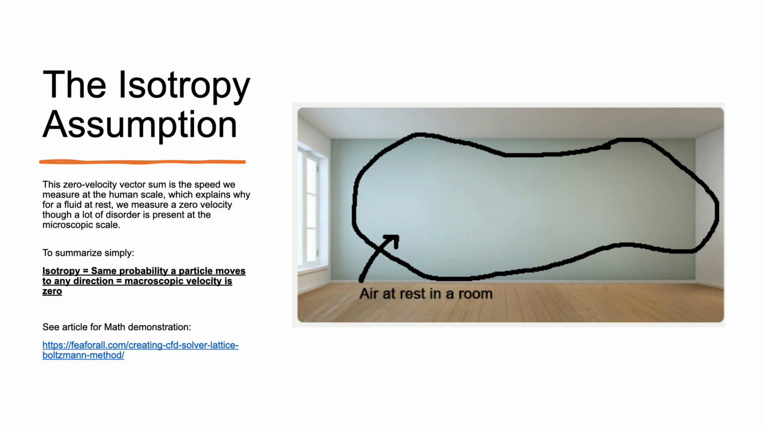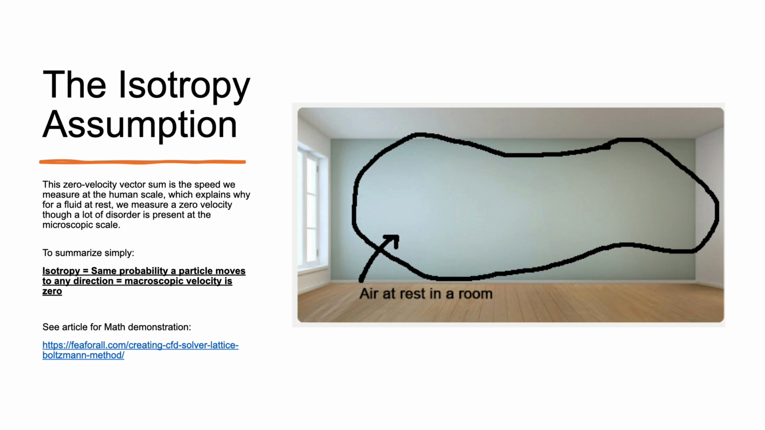This is called the isotropy assumption, and basically this zero velocity vector sum is the velocity we measure at the human scale. So this explains why for a fluid at rest we measure zero velocity, but we have a lot of disorder at the microscopic scale. To summarize simply, the isotropy assumption means that we have the same probability of a particle moving in any direction, and so the macroscopic velocity is 0.